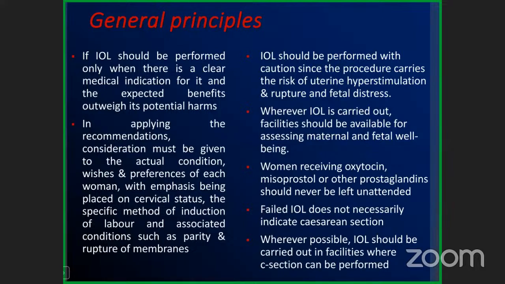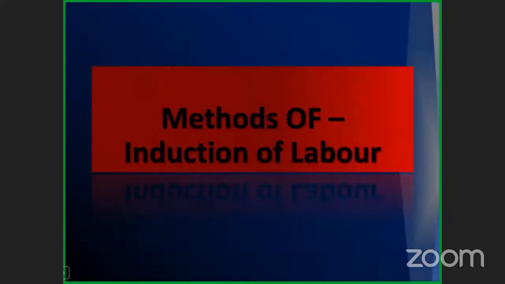Induction of labor should be performed with caution since the procedure carries the risk of uterine hyperstimulation and rupture also. Fetal distress is quite common. Wherever induction of labor is carried out, facilities should be available for assessing maternal and fetal well-being. Women receiving oxytocin, misoprostol, or other prostaglandins should never be left unattended. Failed induction does not necessarily mean a cesarean section. Wherever induction of labor is carried out, facilities for cesarean section should always be available.